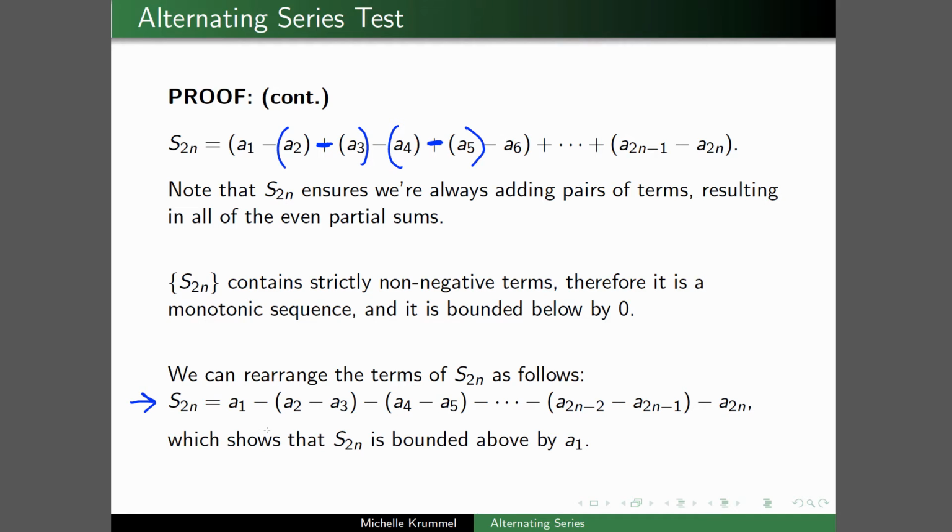And here we can see that this is bounded above by the first term, because a sub 2 minus a sub 3 is positive, a4 minus a5 is positive, and so on. So I keep subtracting a positive amount, and the amount I'm subtracting is getting smaller and smaller and smaller. So the largest possible value of this sum is just the first term, a sub 1.